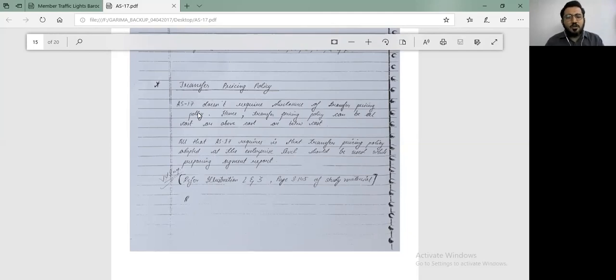आगे पढ़ते हैं. It says all AS-17 requires is that the transfer pricing policy adopted at the enterprise level. Underline the word adopted at the enterprise level. All it says is that transfer pricing policy which is adopted at the enterprise level should be used at the segment level. Underline that. जो ट्रांसफर प्राइसिंग पॉलिसी आपने एंटरप्राइज लेवल पे अडॉप्ट की है, वही सेम आपको कहां पे अडॉप्ट करनी है? सेगमेंट लेवल पे अडॉप्ट करनी है. राइट, नाउ लेट्स गो टू द कंसेप्ट एंड लेट्स ट्राई एंड अंडरस्टैंड व्हाट दे आर सेइंग एट एवरी कंसेप्ट.